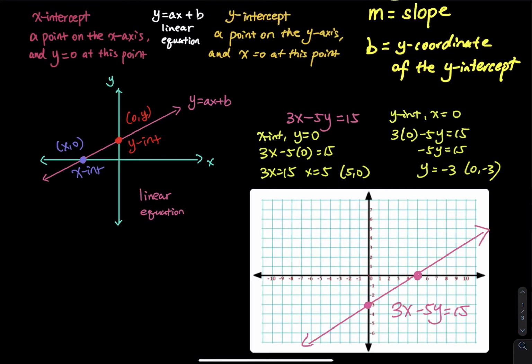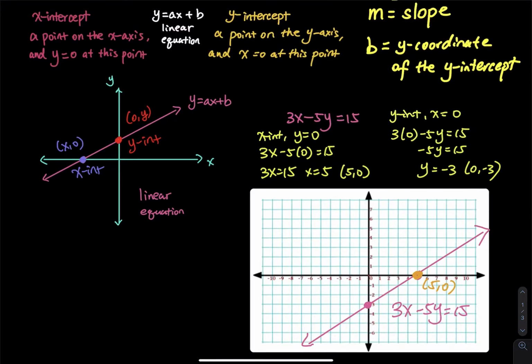I used 3x minus 5y equals 15. First I found the x-intercept. I let y equal 0. So you simply plug in 0 for y, and then you have 3x equals 15, and then divide both sides by 3. You have x equals 5. So (5, 0) is my x-intercept, and you can plot this point on the graph. So you have the point (5, 0). Let me show you where the location is.